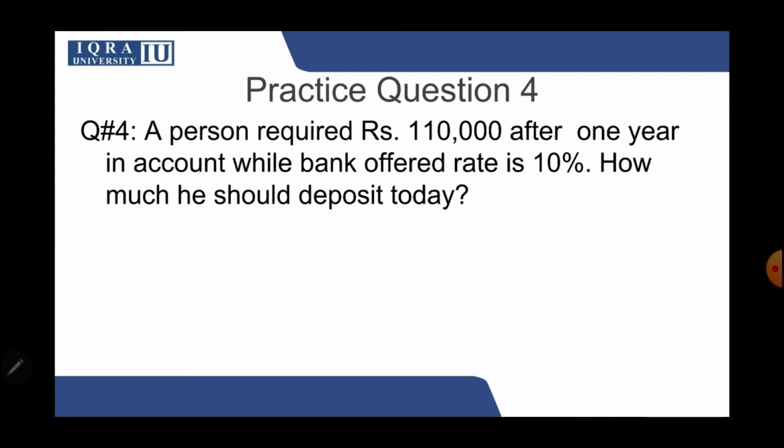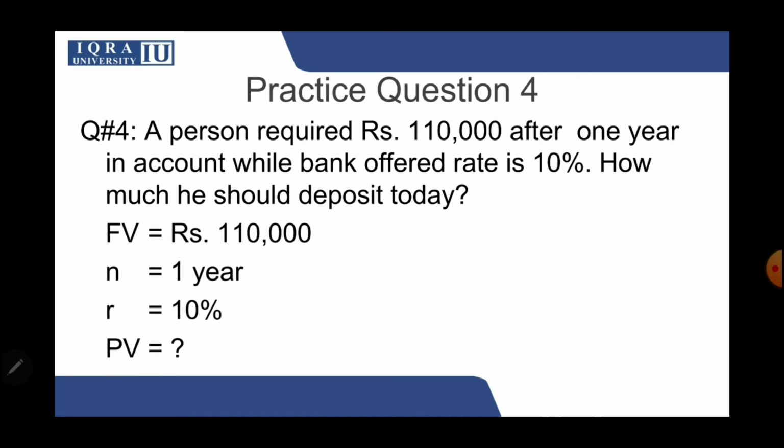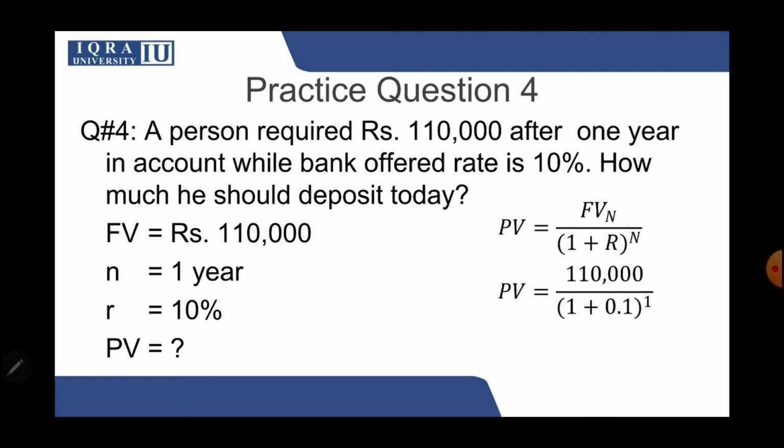Moving ahead to another practice question. A person requires 110,000 after 1 year in an account while the bank offered rate is 10%. How much should he deposit today? Again, you need to know the value right now that he needs to deposit. So you have the future value. Your N is 1, your R is 10%. What will be the present value in this case? This is the formula. You know that the future value is 110,000, the R is 10% and N is 1. The present value is 100,000.